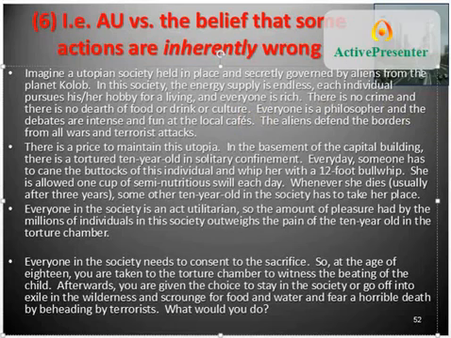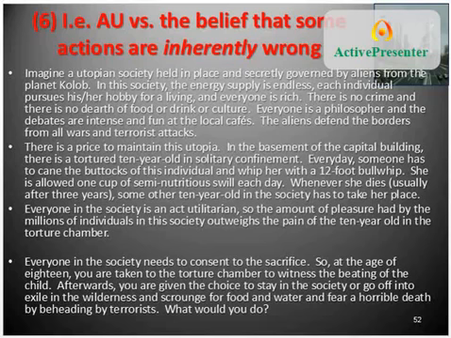But there's a price to maintain this utopia. In the basement of a Capitol building, there's a tortured 10-year-old in solitary confinement. Every day, someone has to cane the buttocks of this individual and whip her with a 12-foot bullwhip. She's allowed 1 cup of semi-nutritious swill every day. Whenever she dies, usually after 3 years, some other 10-year-old in the society has to take her place. Now, everyone in this society is a utilitarian, so the amount of pleasure had by the millions of individuals in the society outweighs the pain of the 10-year-old in the torture chamber.